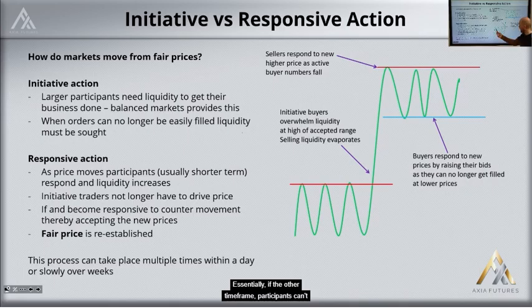Essentially, if the other time frame participants can't get themselves filled down here, they will then generate initiative and drive the market until they can find somebody willing to sell them, which is what they will find somewhere up here. You get responsive action.